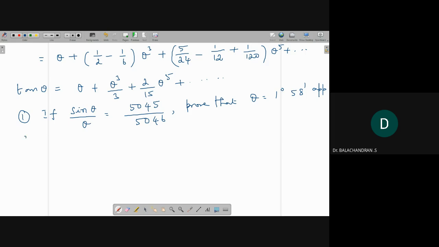So now solution. Okay, so I think you know this result. Limit theta approaches 0, sin theta by theta approaches what?